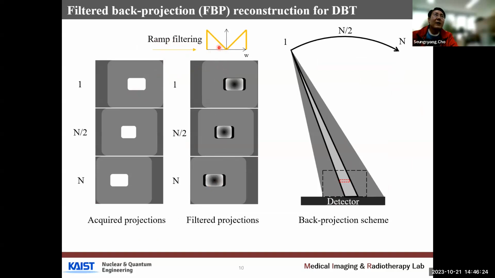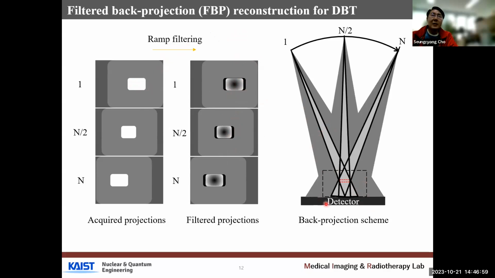Ramp filtering means enhancing rather high frequency. This is actually showing a ramp filter. The horizontal axis represents the frequency space, and the ramp type of filter means you are emphasizing the high frequency. So as a result, from the given projections, applying ramp filtering would result in edge-enhanced images, and then back projecting them to the image space like this would result in the image that you finally would be able to see.